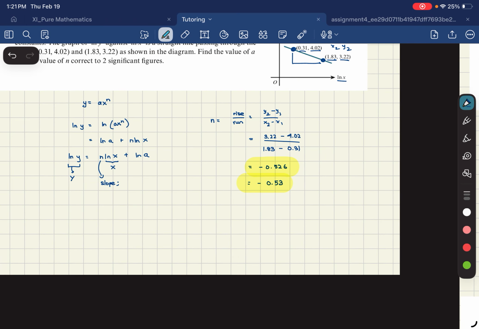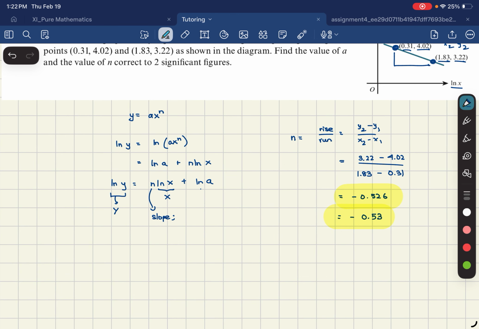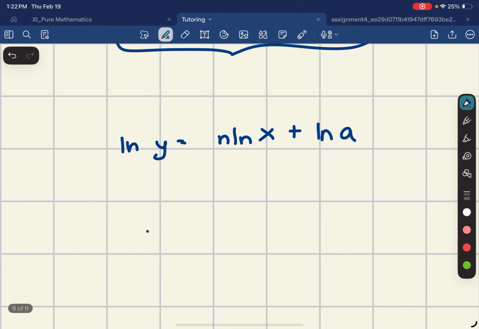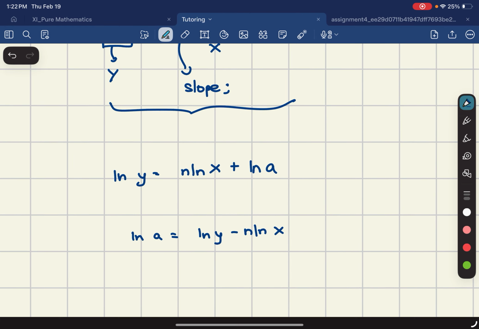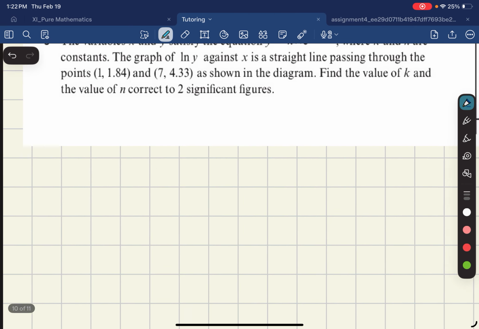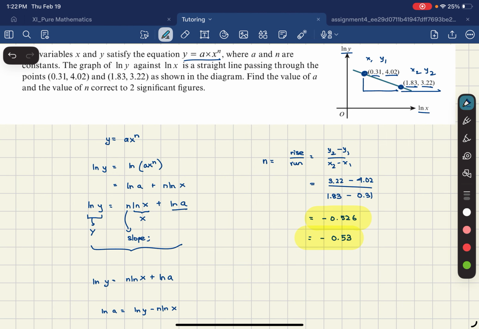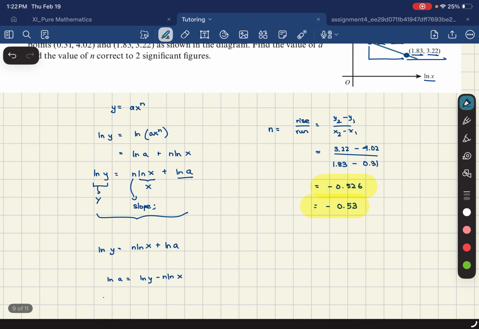So now, how do I know the value of my a? Well, I can use this relationship. I know that ln y is equal to n ln x plus ln a. So my ln a is going to be my ln y minus n ln x. And we have been given data points, so I can take any value. I can take 1 point. So let me take x2, y2, and I can substitute those in. So let me just do it here. ln a is equal to ln y.